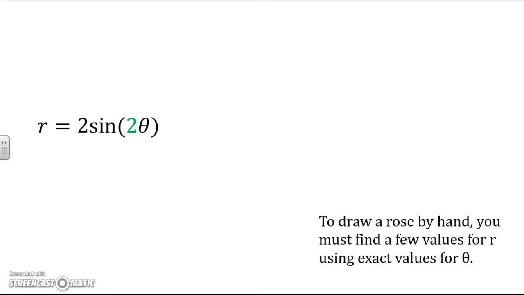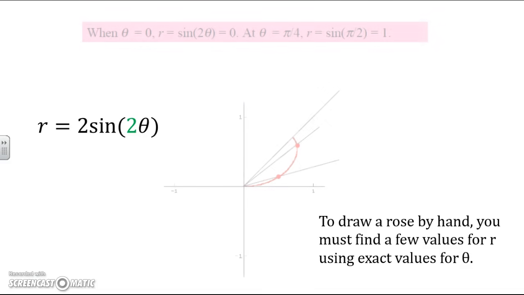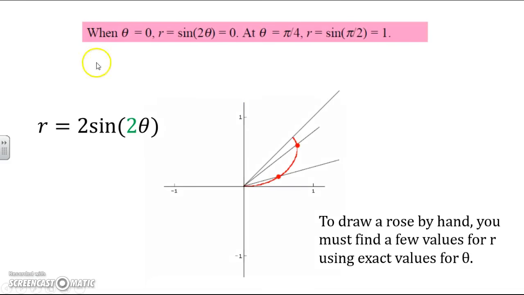To draw it by hand, I'm going to find a few values of R by using some exact values of theta that I have from trig. I'm going to use the equation, plug those theta values in, and find the corresponding R value. Good values are those exact values. I'll start at theta equals 0. When theta equals 0, I have 2 times the sine of 0. The sine of 0 is 0, so R equals 0. That's the point right here at the pole. That's the point I'm going to get when theta equals 0.